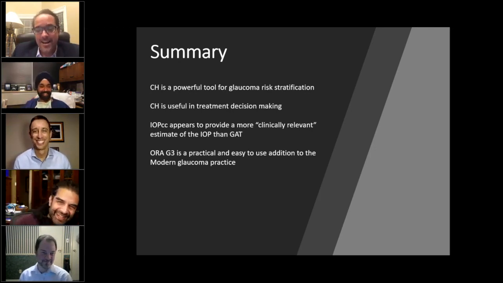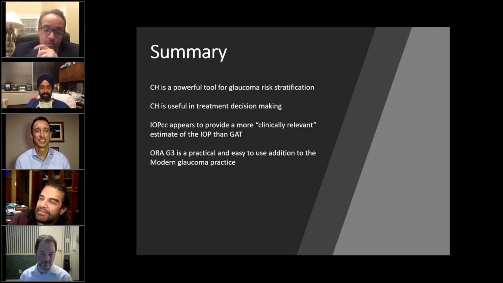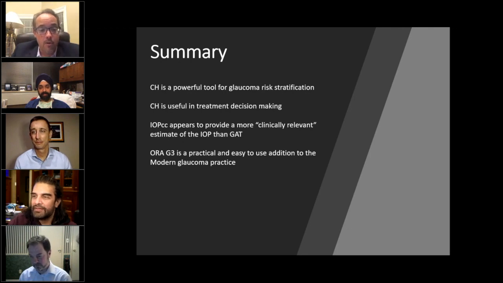Right. Yeah, I think the two main things are the role of corneal hysteresis as a risk factor to help you not only in patients who already have glaucoma, but also in patients at risk of developing glaucoma, as well as the role of IOPcc as potentially a more accurate, clinically relevant estimate compared to Goldmann.